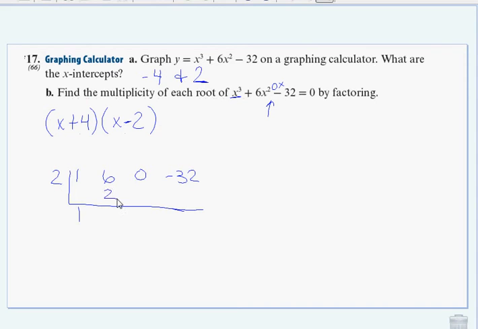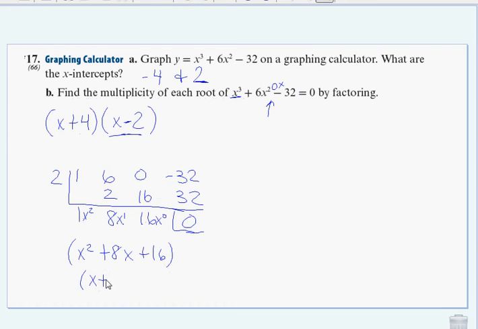Okay, so there's 2, there's 8, 16, bring the 16 down, that gives us 32. Huh, we could have known this was going to be true. Remember when there's no remainder, we know that it's an exact factor. So this is x to the 0 power, this is x to the first power, and this is x to the second power. We already knew this was a factor, so now we have x squared plus 8x plus 16. Well, so we need to finish factoring this, right? x plus 4 times x plus 4.